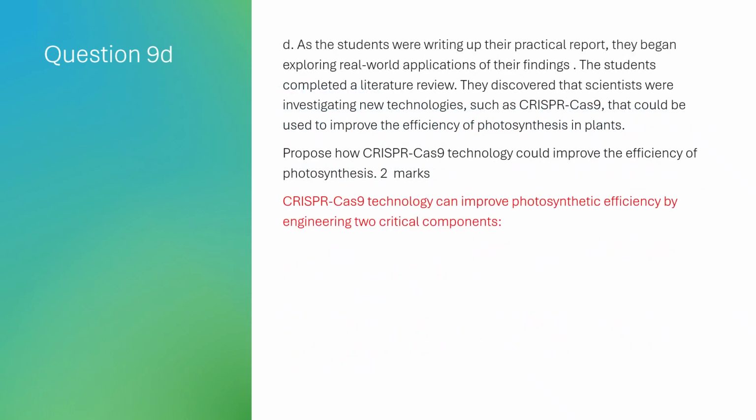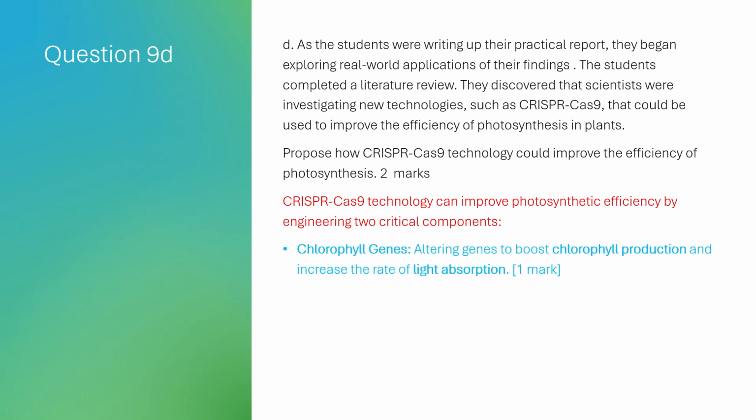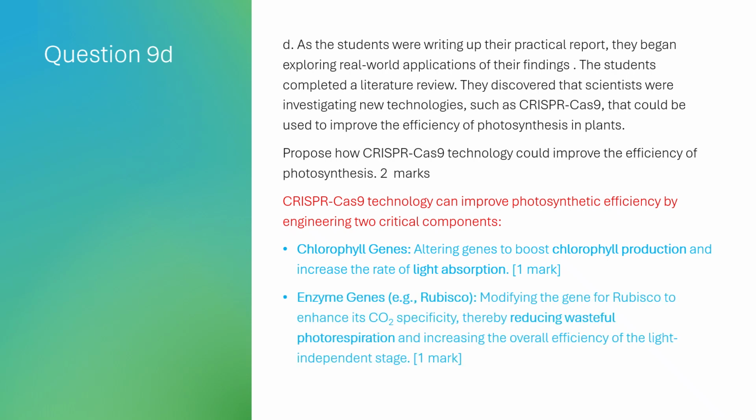CRISPR-Cas9 technology can improve photosynthetic efficiency by engineering two critical components: chlorophyll genes, altering genes to boost chlorophyll production and increase the rate of light absorption. Enzyme genes, such as Rubisco, modifying the gene for Rubisco to enhance its CO2 specificity, thereby reducing wasteful photorespiration and increasing the overall efficiency of the light-independent stage.